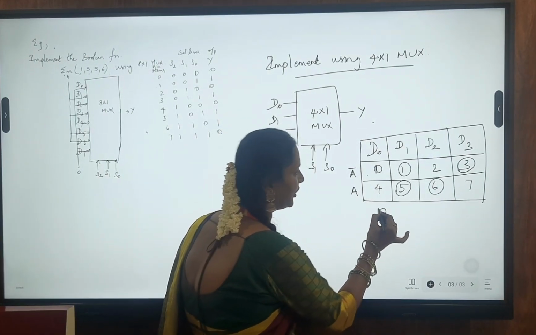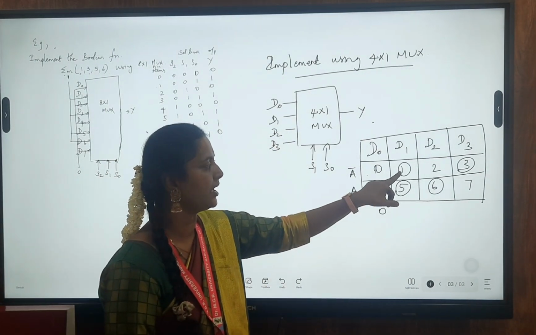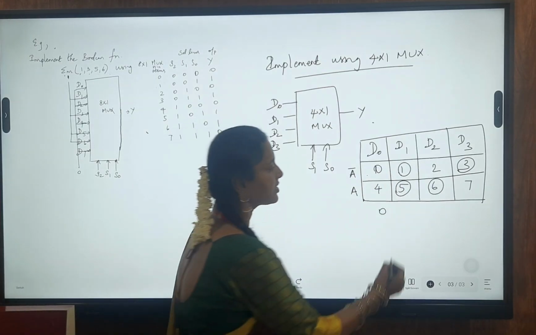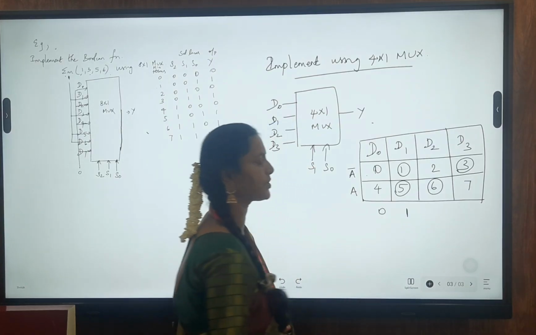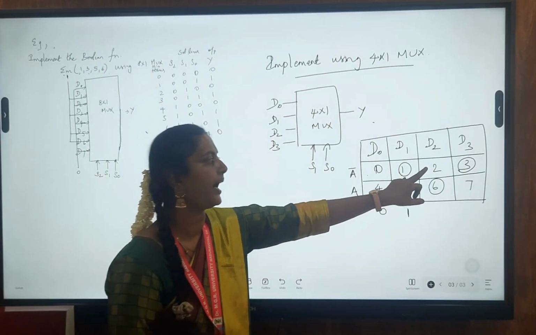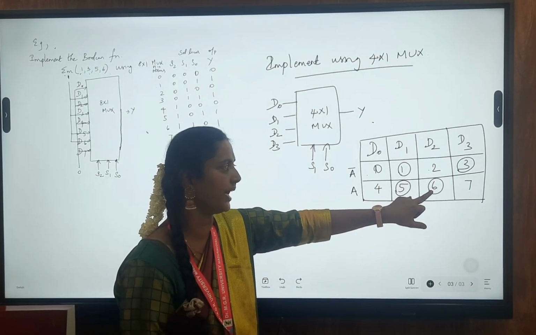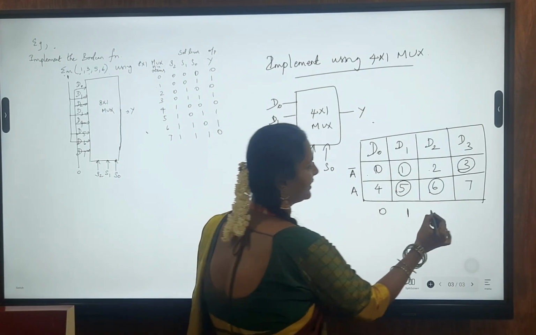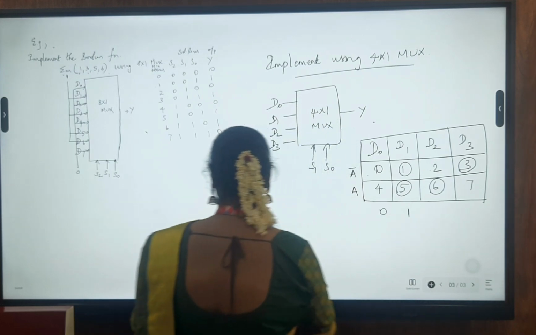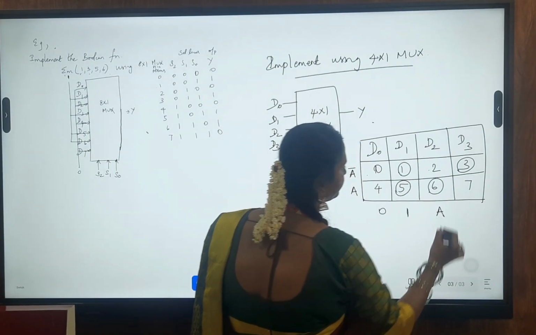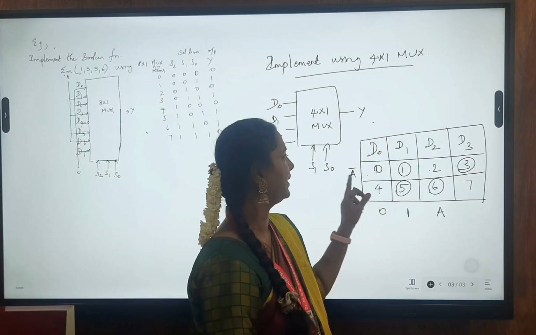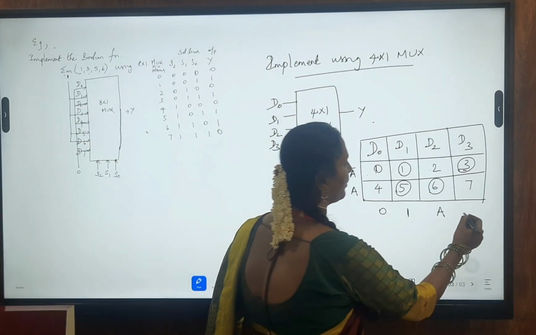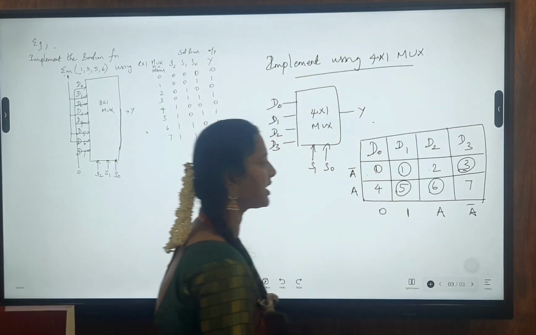So it is 0. And here if you see, both terms are circled: 1 is circled and 5 is circled. So for this you have to take it as 1. These are all rules. And here, 2 is not circled and in the bottom row 6 is circled. So whichever is circled, you have to write that. So you have to write this as A. And in the last column A bar is circled and A is not circled, so you have to write A bar here.